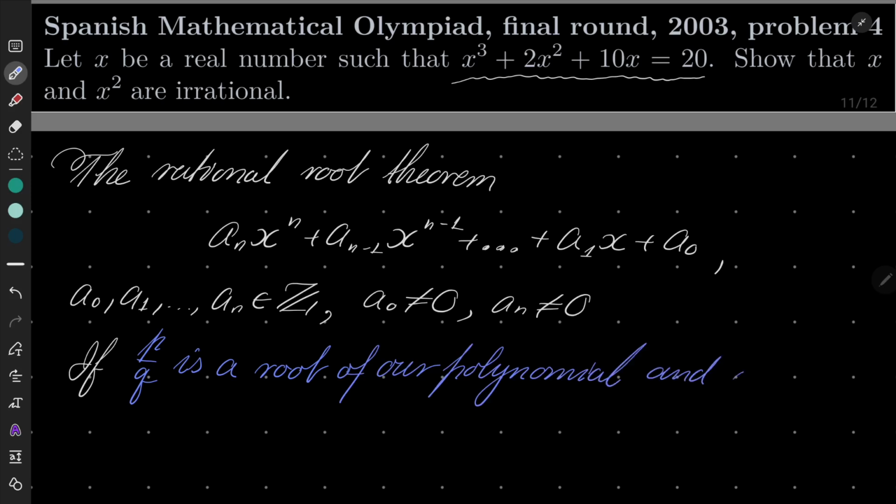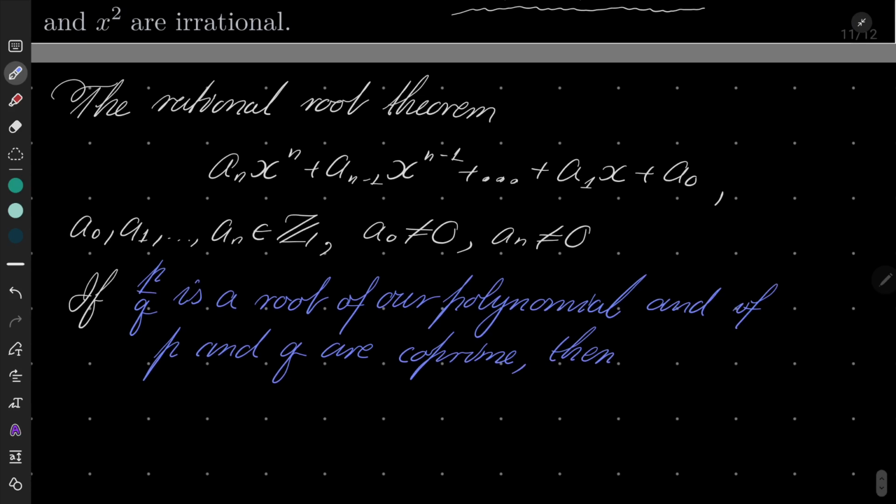and if p and q are co-prime, then it must be the case that p is a divisor of a0, sorry, and q must be the divisor of an. So in other words, we have very few possibilities for rational roots of a polynomial with integer coefficients.